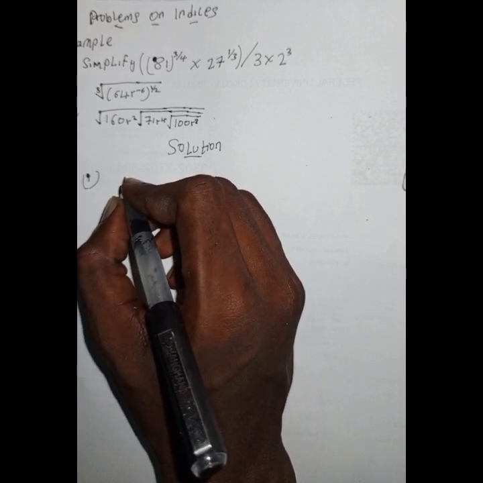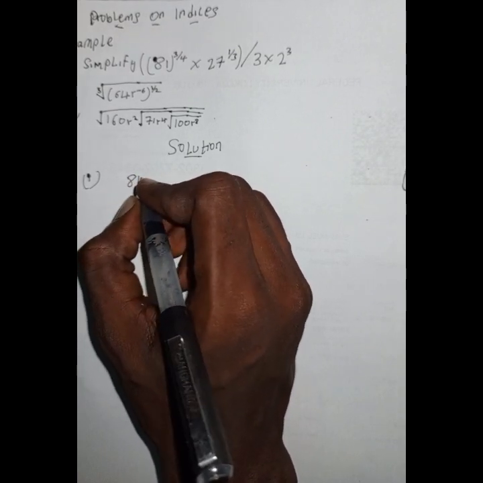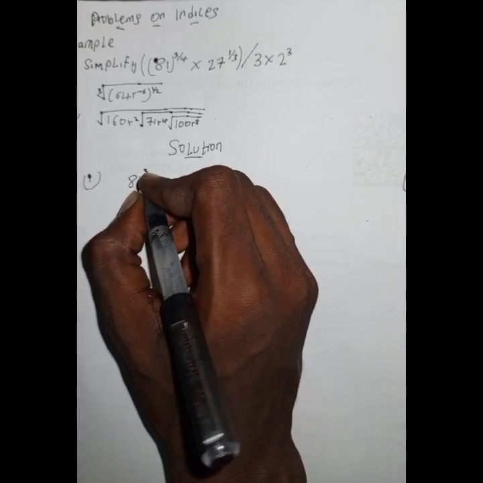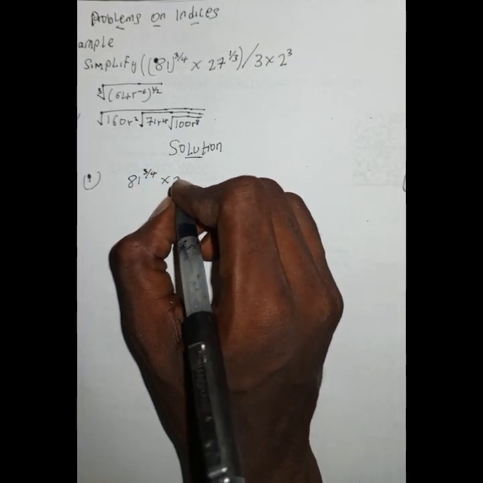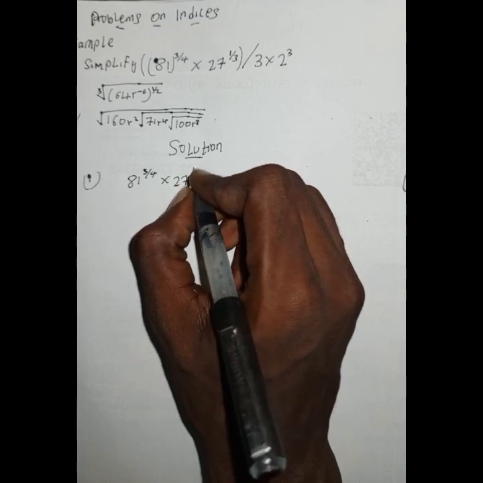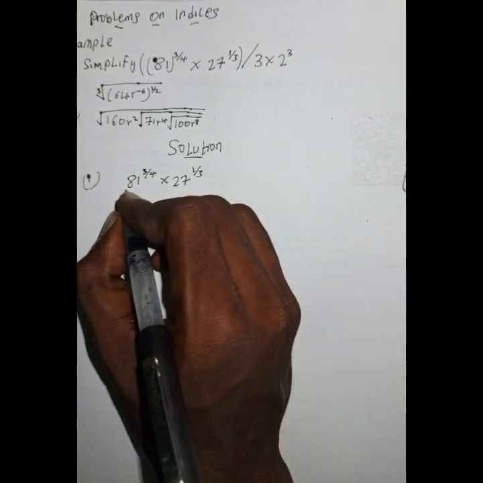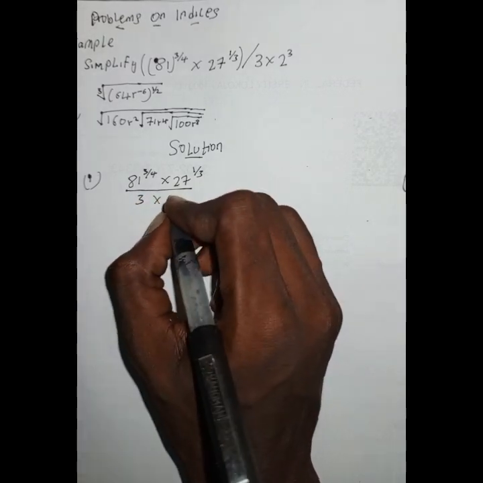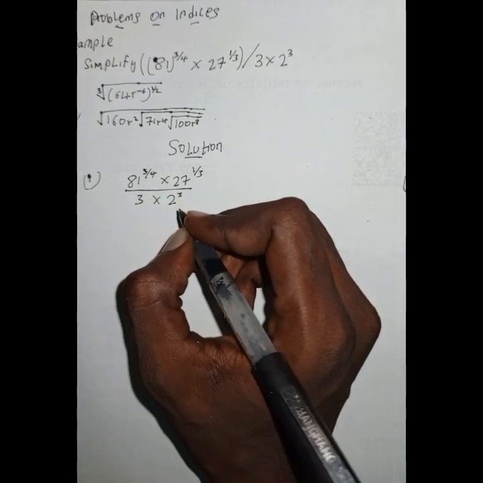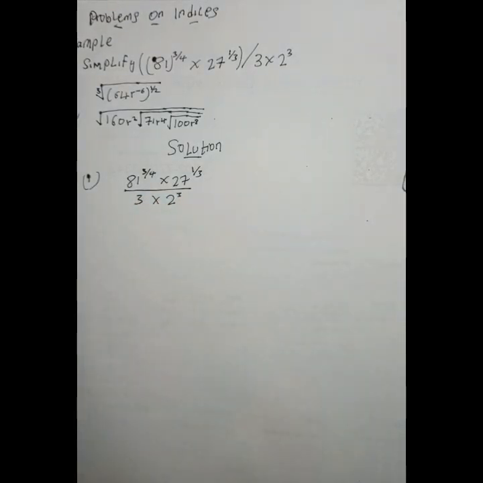We are asked to simplify 81 raised to the power of 3 over 4 times 27 raised to the power of 1 over 3, all over 3 times 2 raised to the power of 3. So like I said before, when we see questions like this, the first thing we attempt to do is to make the basis the same.